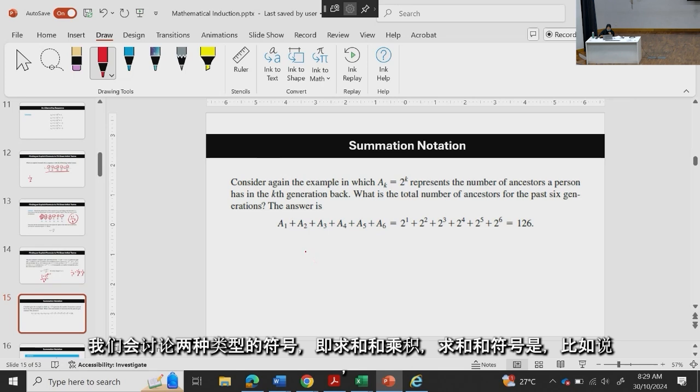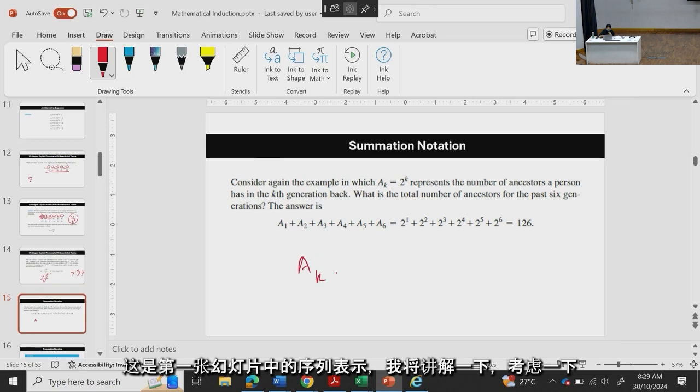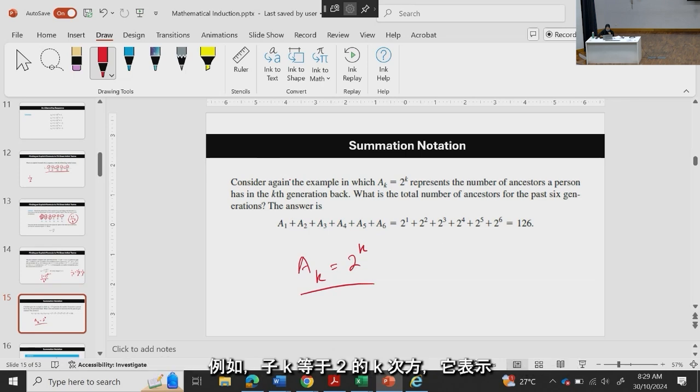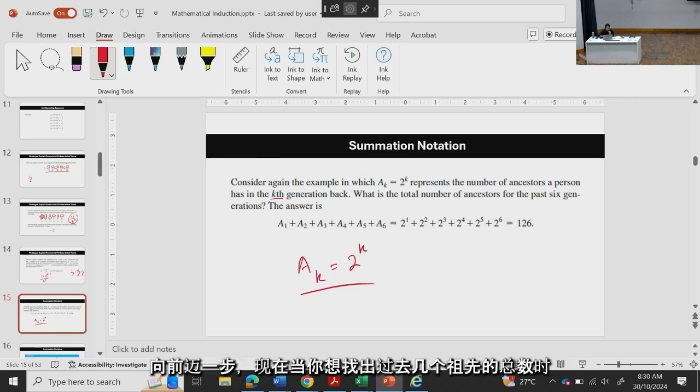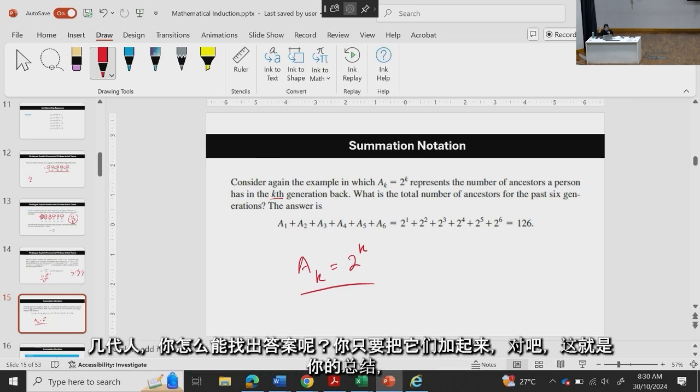Summation notation, let's say, this is from your first slide, the representation of a sequence. And I will go through this. Consider the example in which a sub k is equal to 2 to the power of k. It represents the number of ancestors a person has in the kth generation. Now, when we are moving one step forward and you want to find out the total number of ancestors for the past few generations, how can you find that out? You simply add them up, right? So that is your summation.